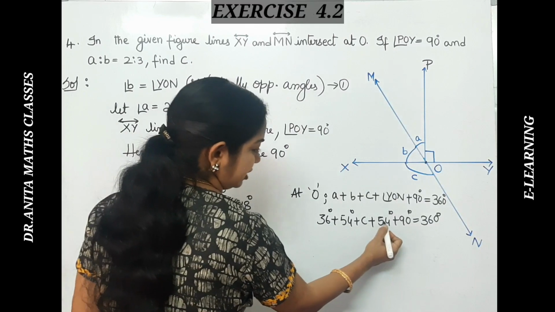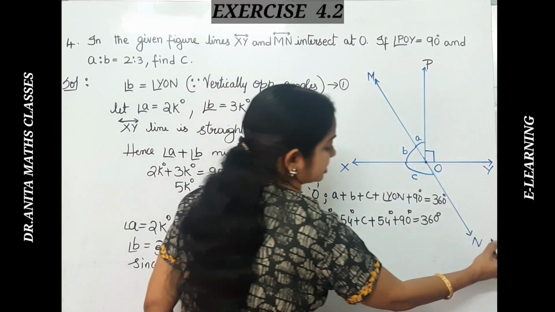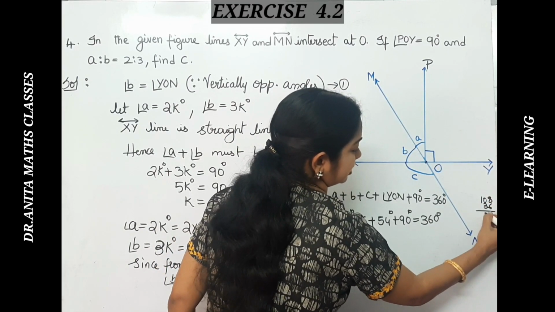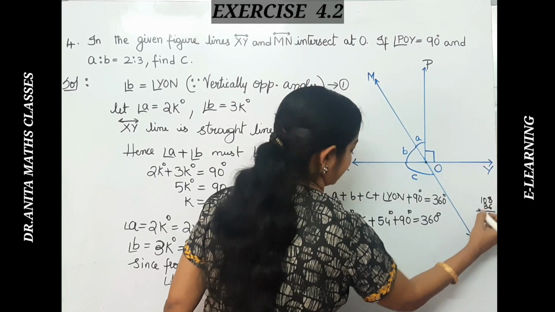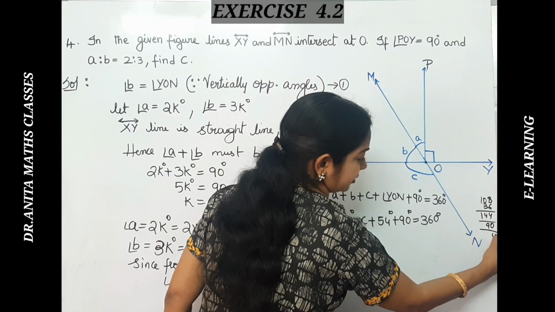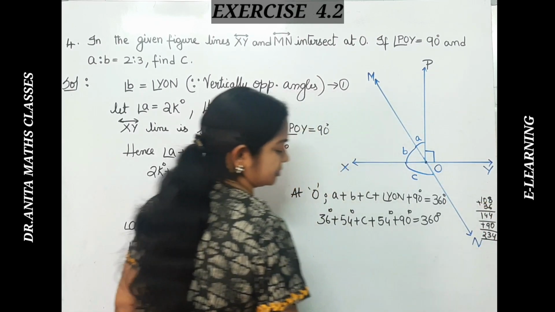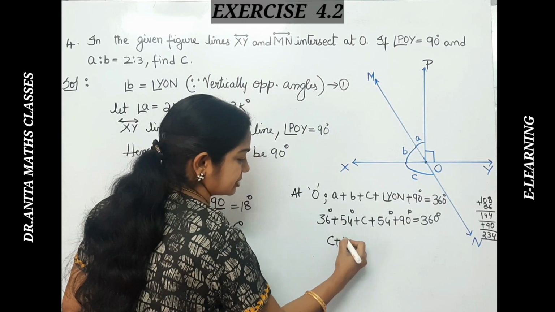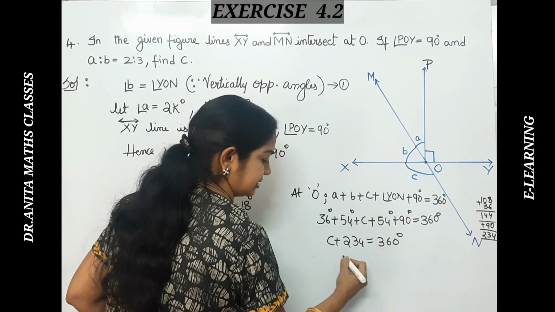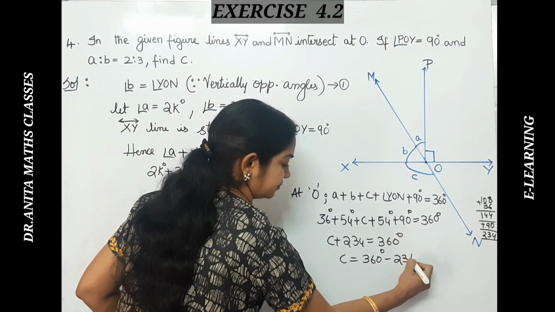So we'll club them. Here 54 twice comes to 108. 108 plus 36, that is simply 144. So 144 plus 90 again, this is 234. Plusing all this, C plus 234 equals 360. So we want C angle, so that is 360 minus 234.